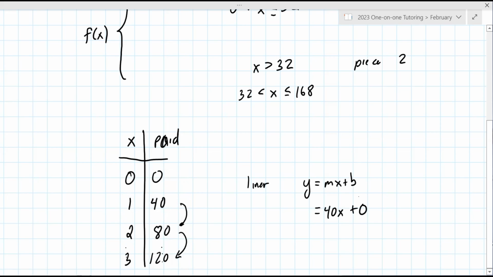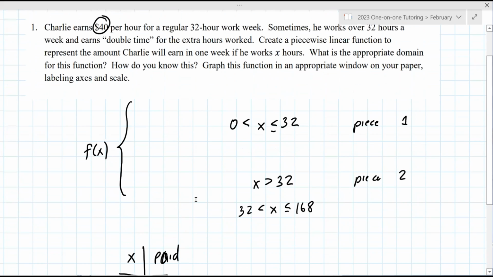Now we could use the slope formula, but sometimes the table just tells you the information you need. So we go back up here. The function is 40x. For every hour he works, he gets $40. Is that okay? Yes. Okay.